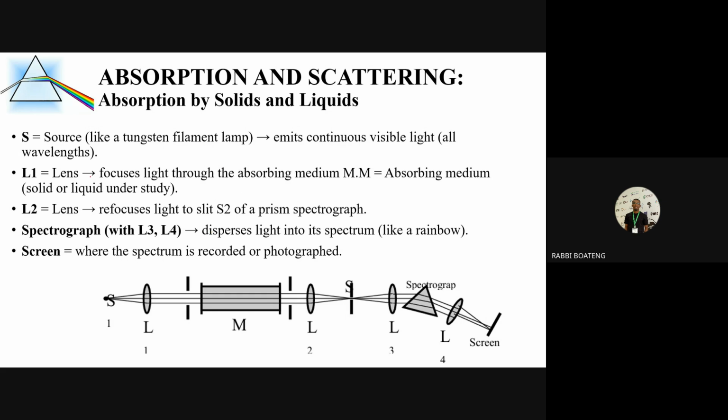So let me just break that system down. Basically, the system comprises a light source, a lens and a slit, and our medium is here, and another slit comes in, a lens comes in. We have our slit sitting here.